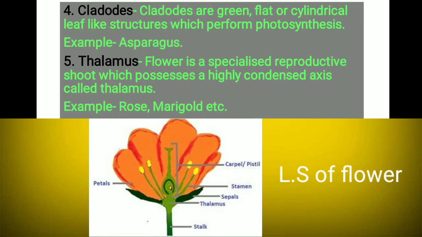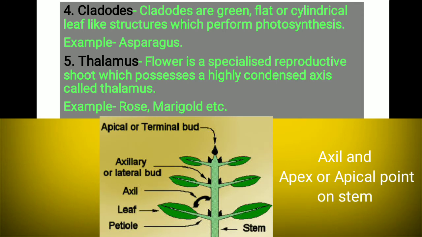As we know, on the stem flowers are born, and the flower is a very important part of the plant body as it is the reproductive organ. Therefore, the flower is a specialized reproductive unit which possesses a highly condensed axis called the thalamus. In very simple words, this is the condensed part of the stem from where the flower is developed. So this thalamus can be right on the axil of the stem. Also, it can be at the tip portion of the stem.